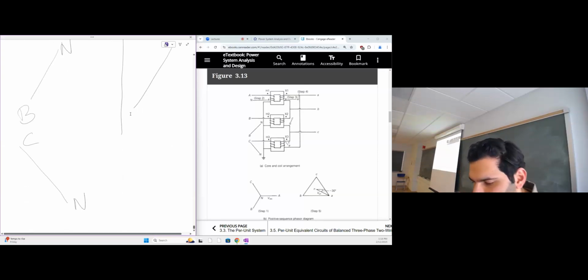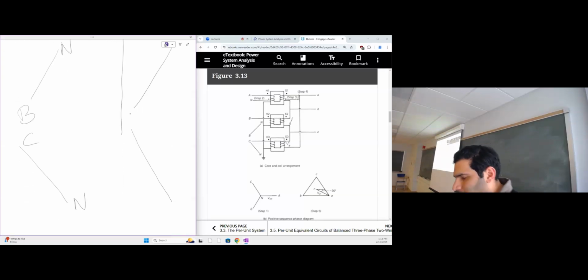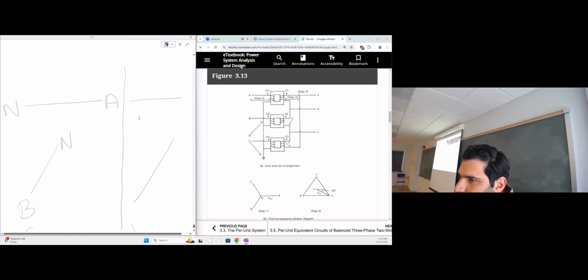The second step is to make the proper naming for each side, okay? For each line. For AN, A is determined. So you put A as a small letter because this is secondary, and we leave the N for now because there's no N in the delta connection, okay?